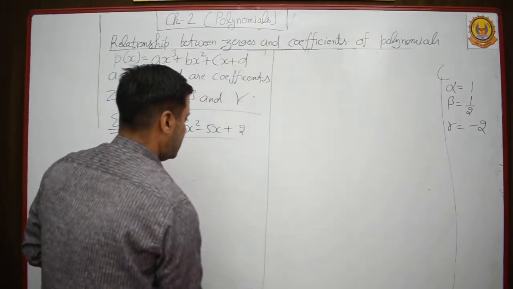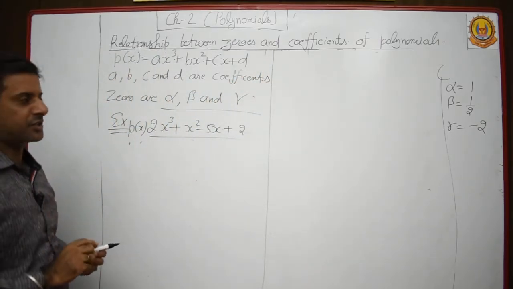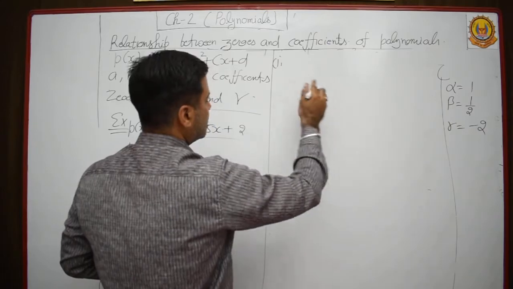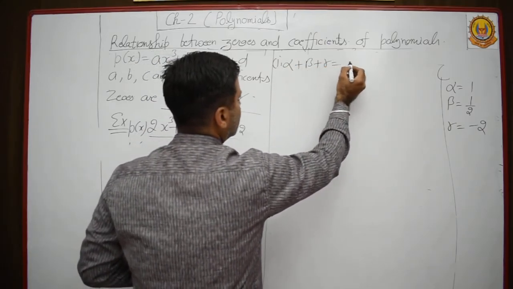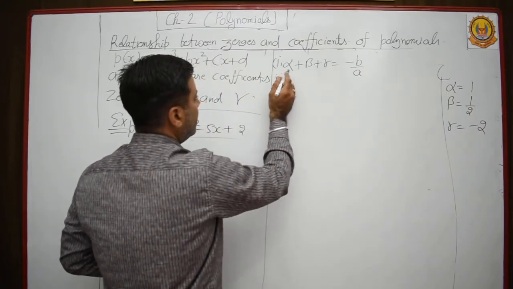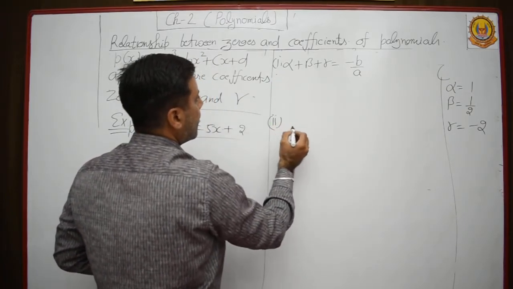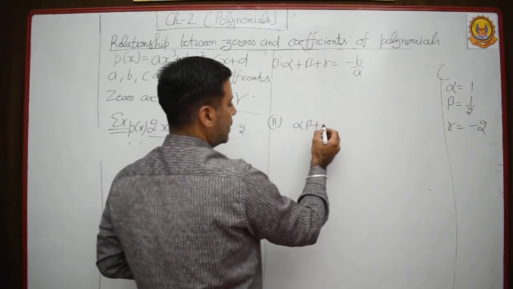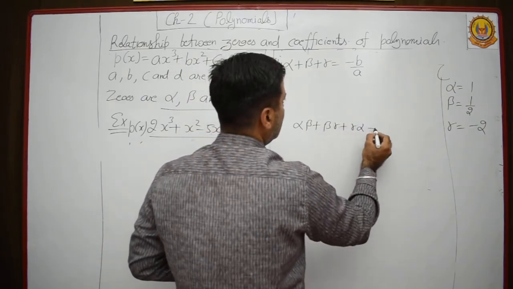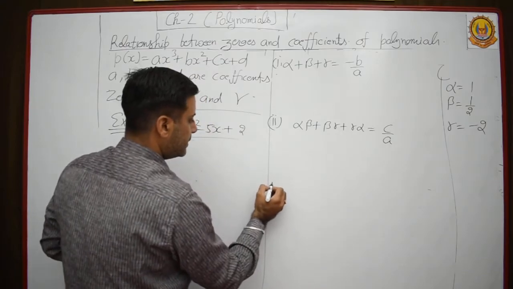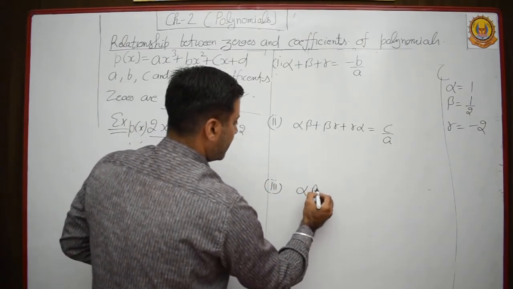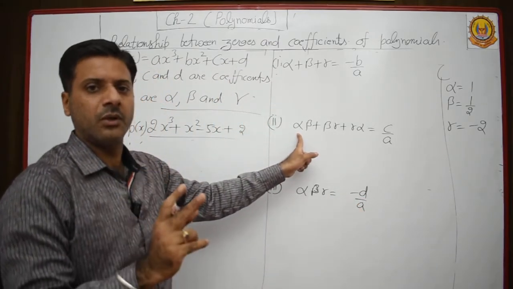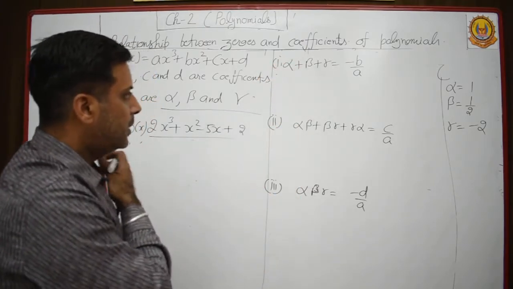So now what is the relationship? Because its degree is 3, it has 3 relations. First is the sum of zeros, that is alpha plus beta plus gamma, and that is equal to minus b upon a. Second relationship, the sum of products of two zeros taken at a time, so alpha beta plus beta gamma plus gamma alpha, and that is equal to c upon a. And the third one is the product of zeros, alpha beta gamma, that is minus d upon a. This is called the sum of product of 2 zeros taken at a time. Now you can verify these relationships. You can put in the values.